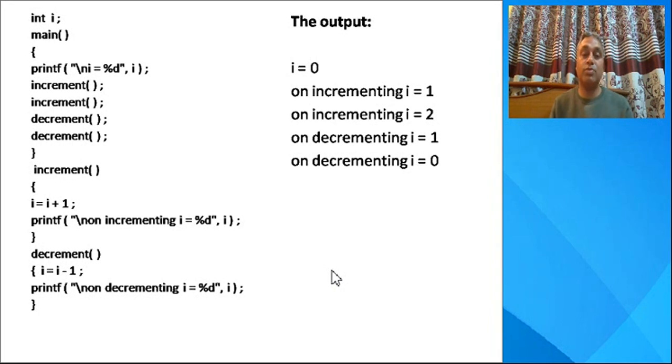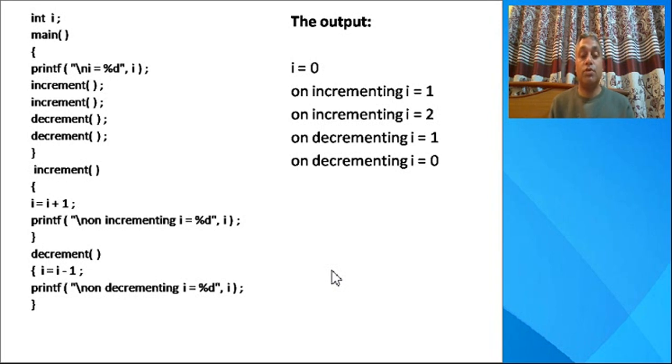In the first case, the output is I is equal to 0. Go back to the main program. In the main, the first statement is printf I. The value of I will be printed. Initially I is 0. Why? Because it is an external storage class, and in the external storage class the default value of a variable is 0. The value is printed as 0. After that, the increment function is called. In the increment function, I is incremented by 1, 0 becomes 1, and the value of I is 1. After that, again the increment function is called. The value of I becomes 2.